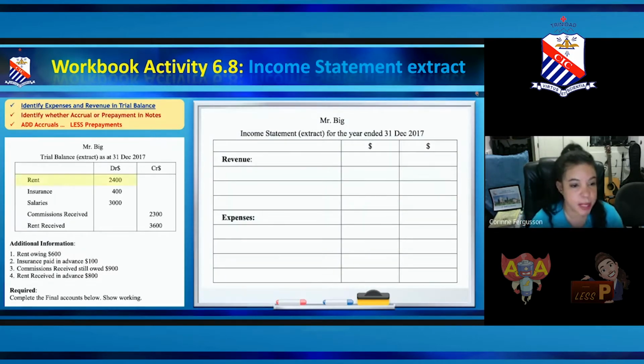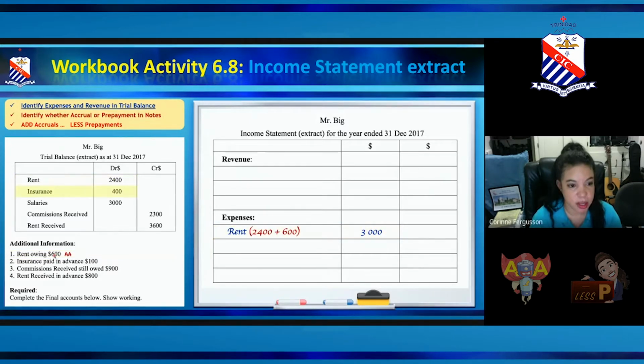So in our income statement, we go to rent. Rent is an expense. We look down in our notes. Is there anything? Yes, there is rent owing. Owing means accrued. And what do you do? You add accruals, AA. So you go to your income statement, rent under expense. Must put your working: 2,400 from your trial balance plus the 600, which is your accrual, and the answer that you get is 3,000. Easy. Good.